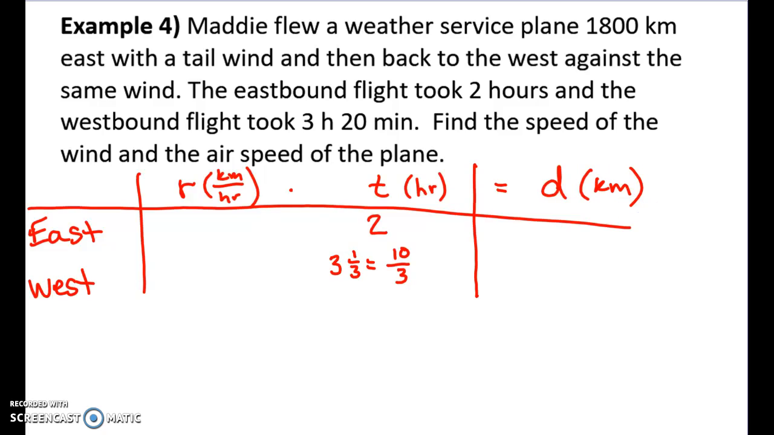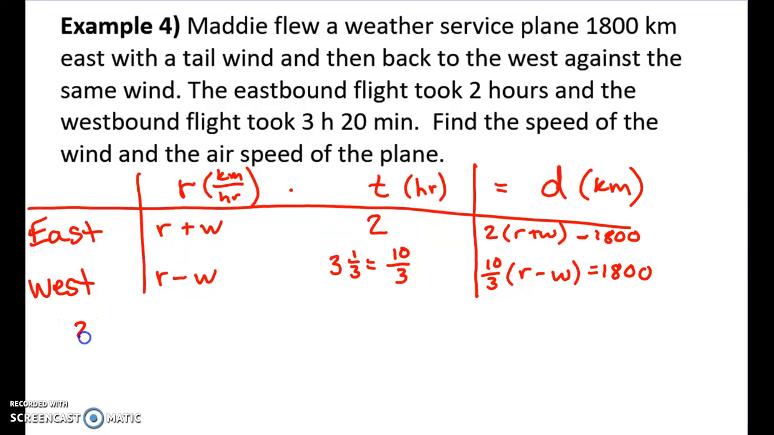Okay. Now, our plane is traveling with the same rate in both directions. But going east, it goes with the wind, and going west, it's going against the wind. So really, its airspeed is increased going east and decreased going west. So the distance here is 2 times r plus w, whereas here my distance is 10/3 times r minus w. And the nice thing about this is they're both going the same path, so both of these are equal to 1,800.